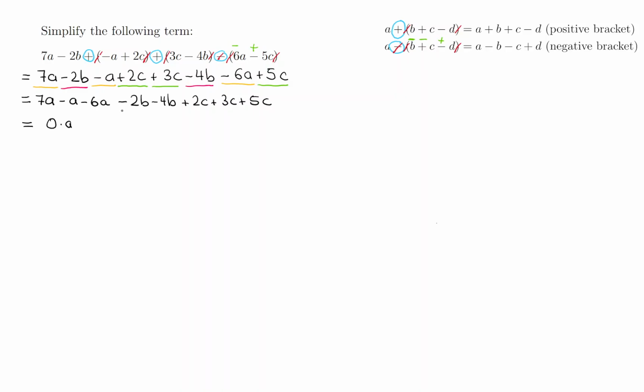For the b's, minus 2b minus 4b is minus 6b. And for the c's, 2c plus 3c is 5c, plus 5c is 10c, plus 10c. And now, as you know, 0 times any number equals 0, so we can just throw that away and copy the rest. Minus 6b plus 10c. And this is it. This is our final result.